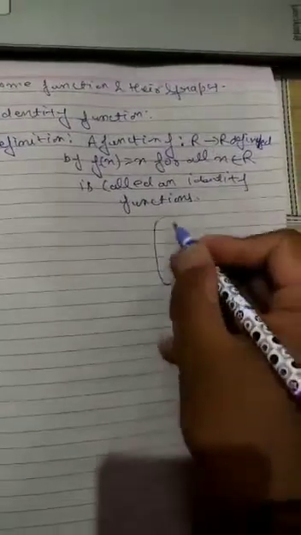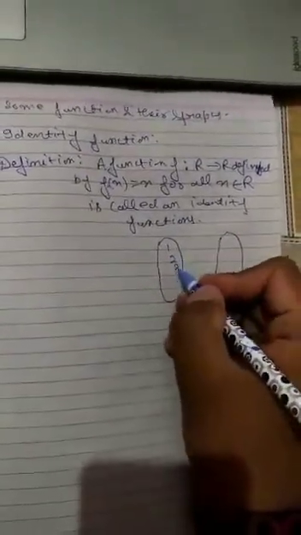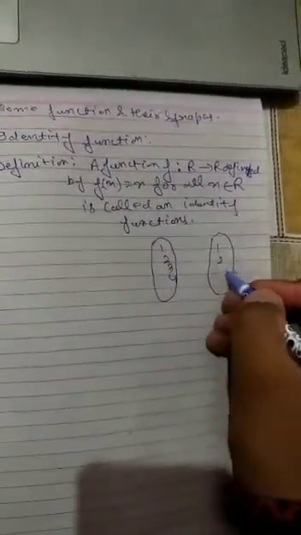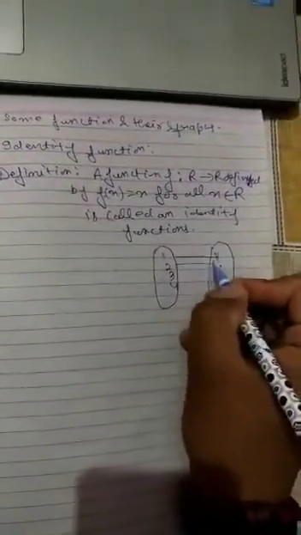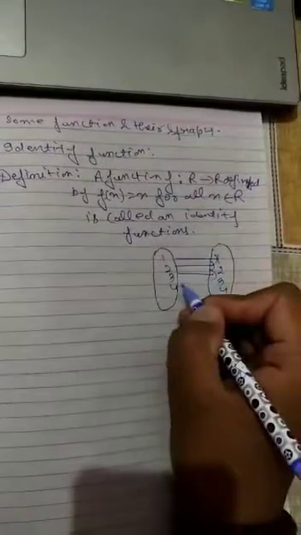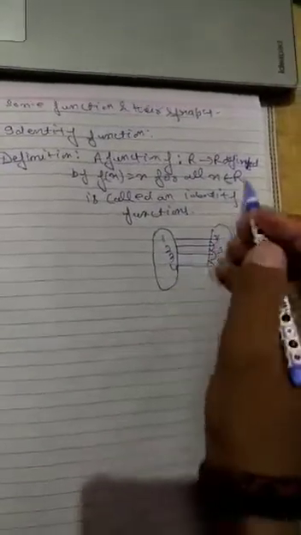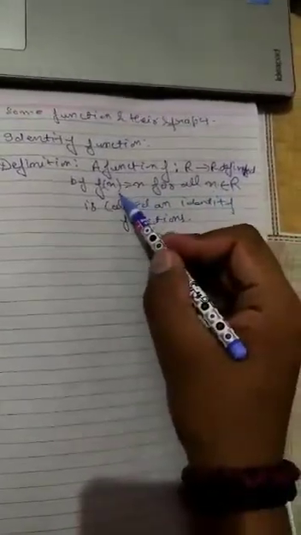Okay, so 1 2 3 4 and 1 2 3. So 1 connects to 1, 2 connects to 2, 3 connects to 3, 4 connects to 4, because x belongs to R means real number and f(x) is equal to x.